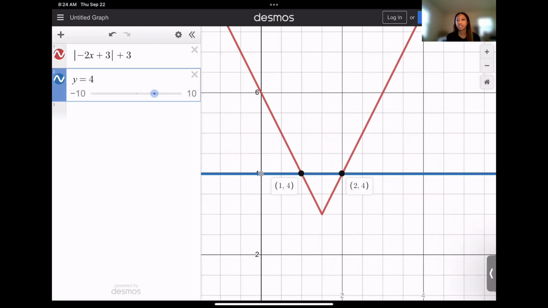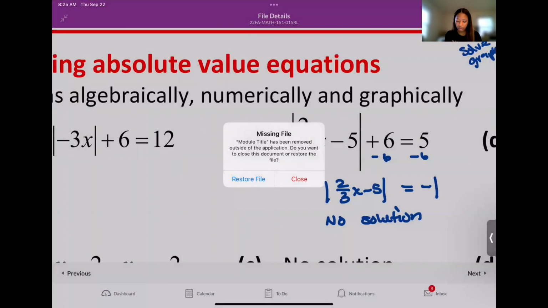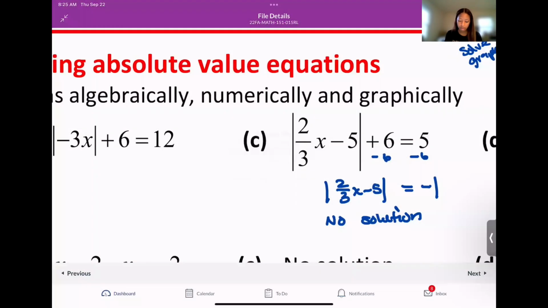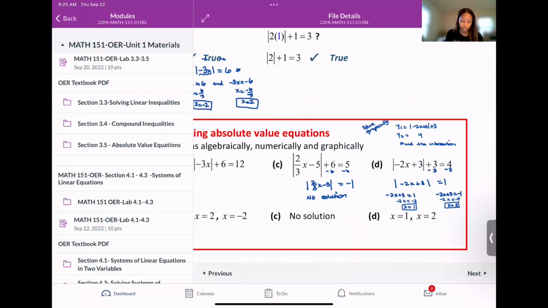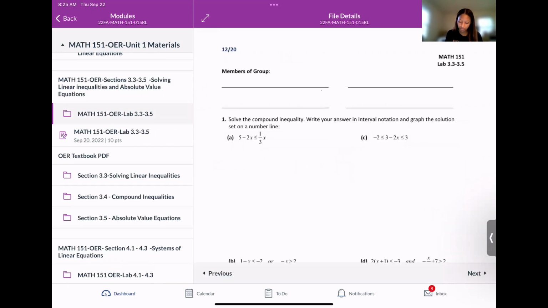All right, any questions about this? Okay, then let's go to our lab from last class to write up the solutions for that. And we'll jump into our new material next. That was lab 3.3 to 3.5.